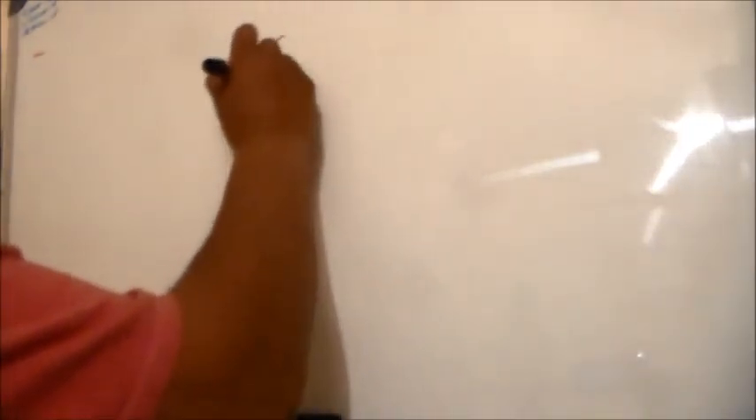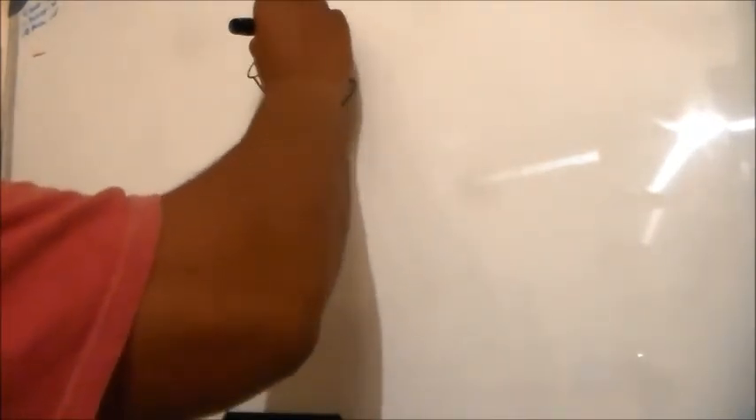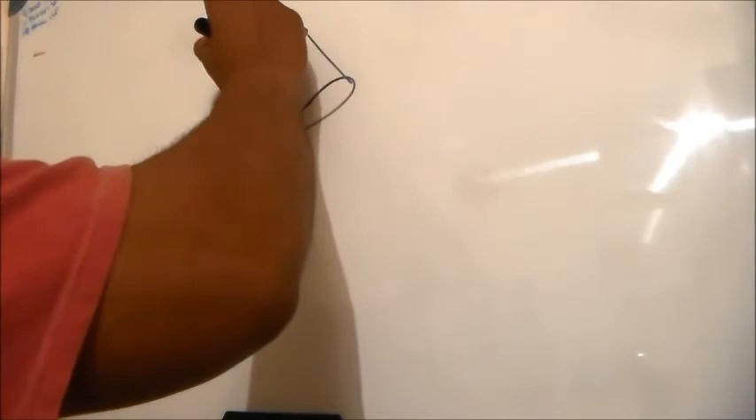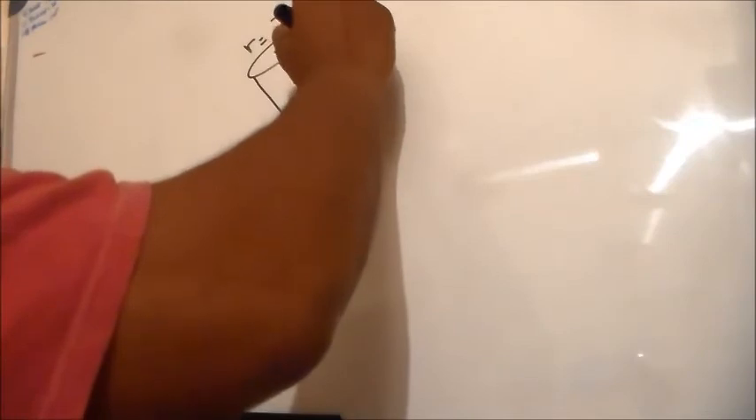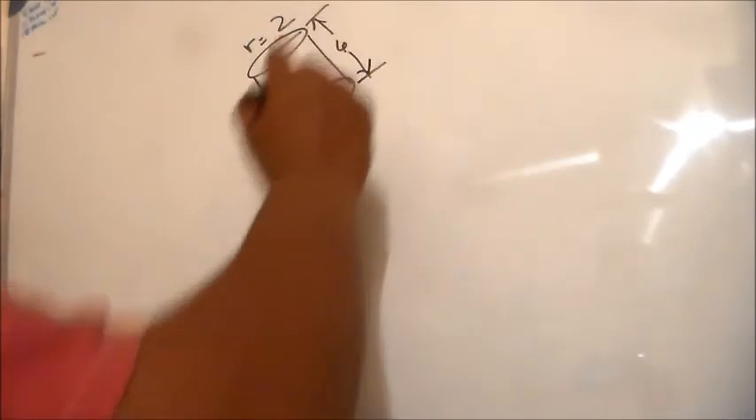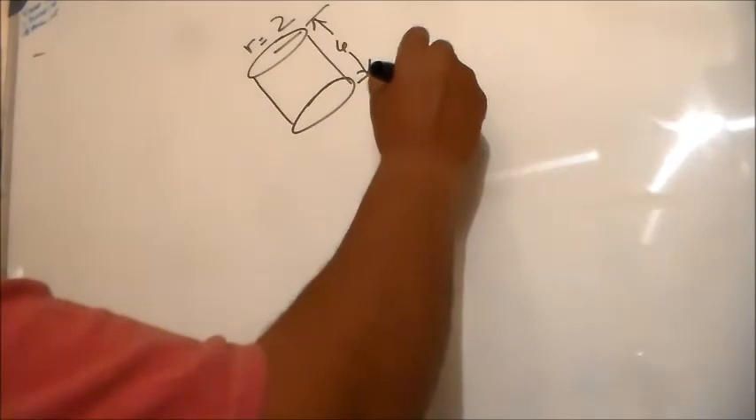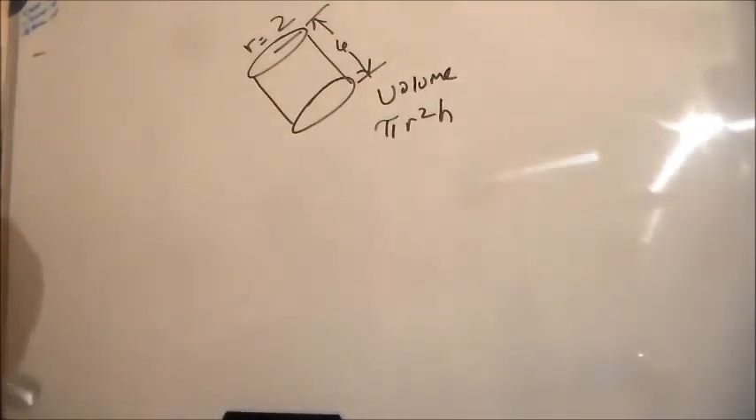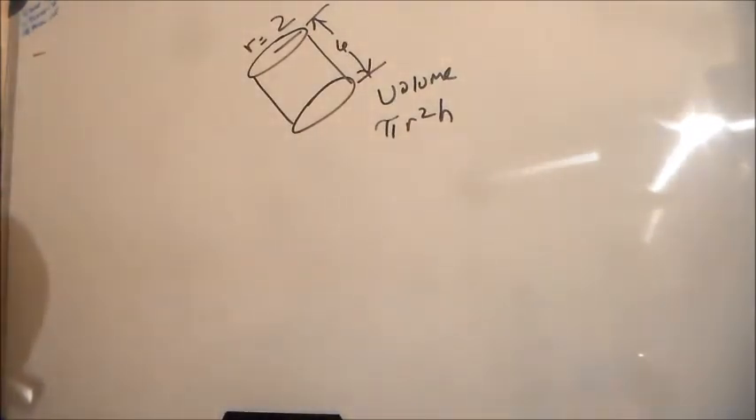Let's change it up a little bit. We have our cylinder. R equals 2. The length equals 6. Remember, pi r squared h is how we find the volume of a cylinder. Area of a circle times height. Basically what the pi r squared means, times height.